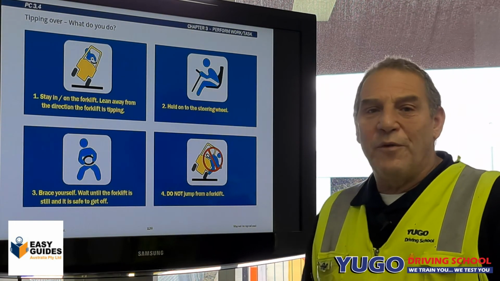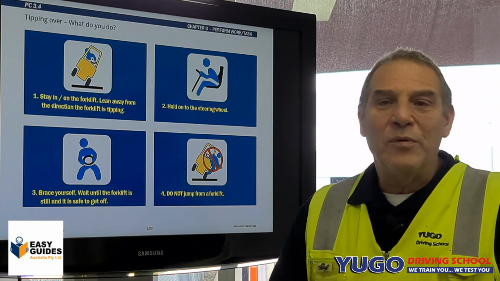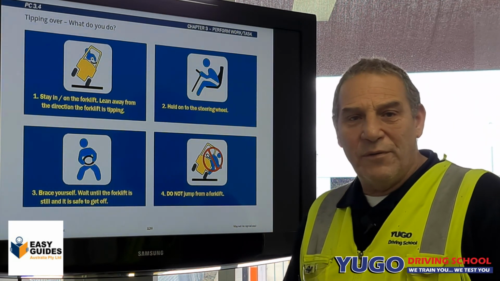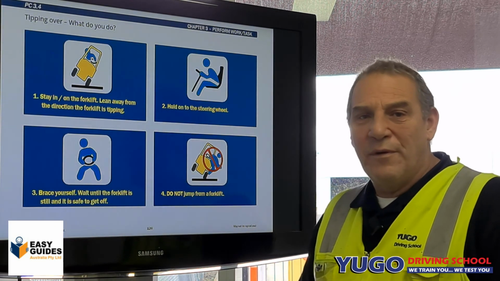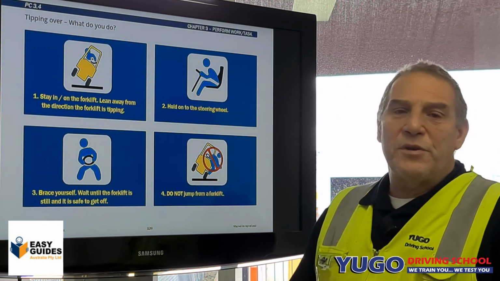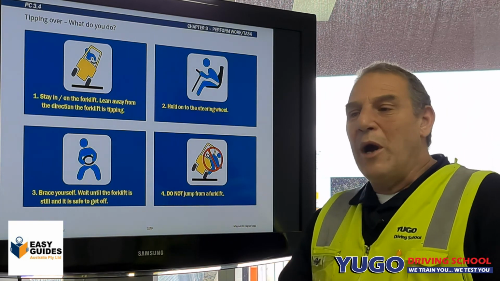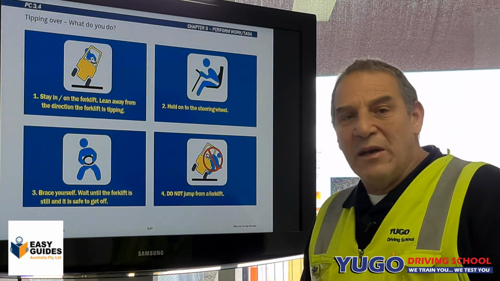What do you do if the forklift is tipping over? Above all, above anything you do, you stay in the forklift. You brace yourself. You lean the opposite way the forklift is tipping. You wait till the forklift lands or stops falling. Then climb out.